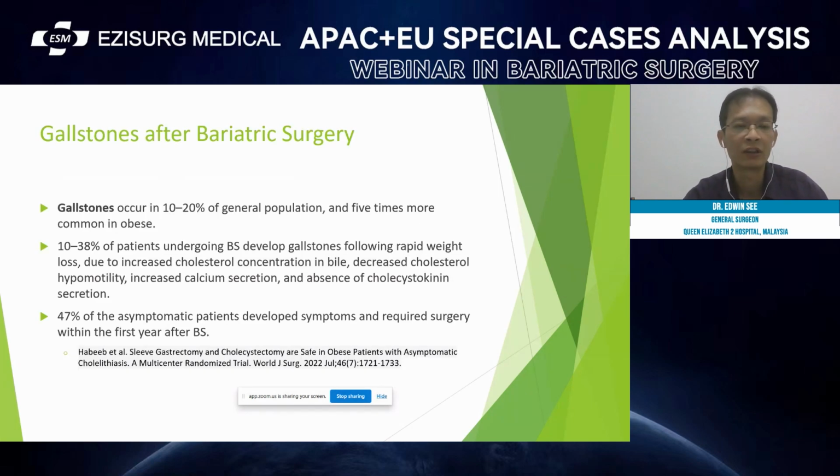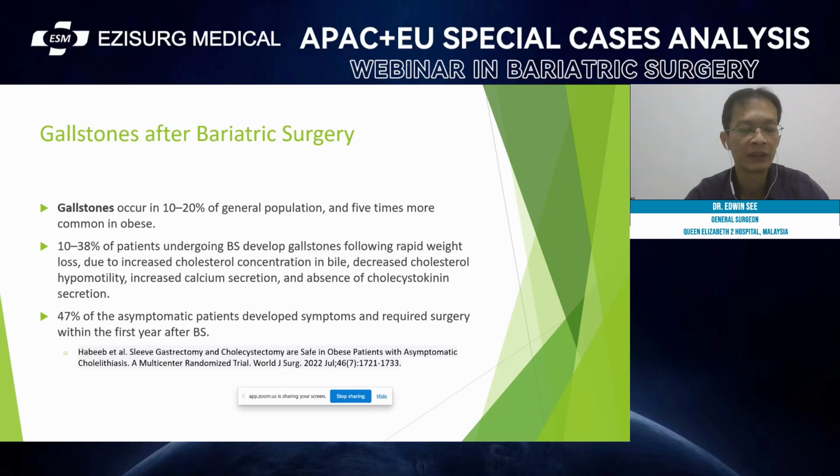Now, gallstone is common in about 10 to 20% of the general population, and more so in the obese patient. Habit et al. reported that 10 to 38% of patients undergoing bariatric surgery will develop gallstones following rapid weight loss in the 2 years after surgery.